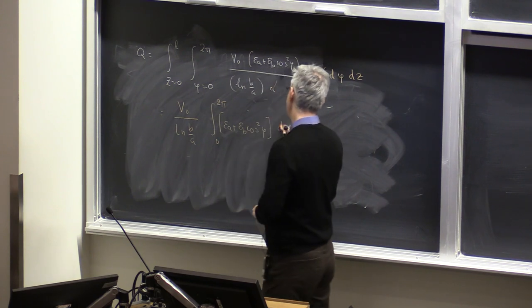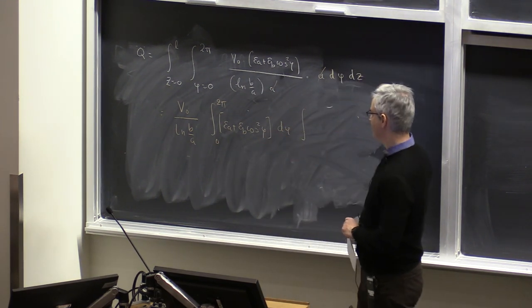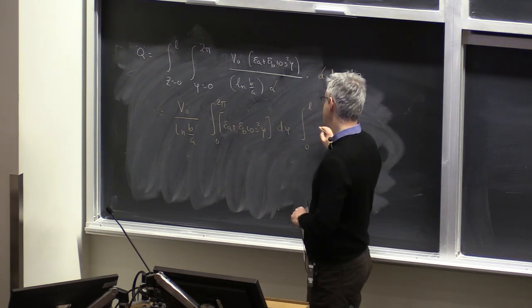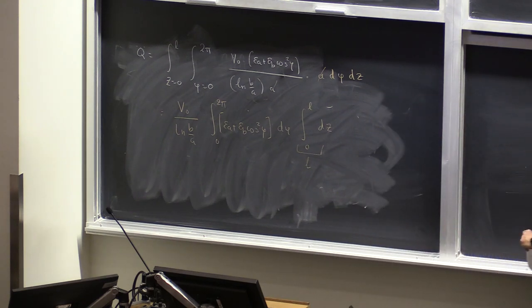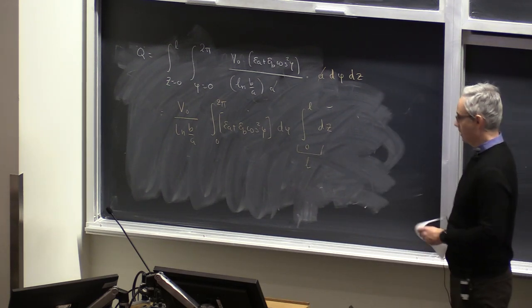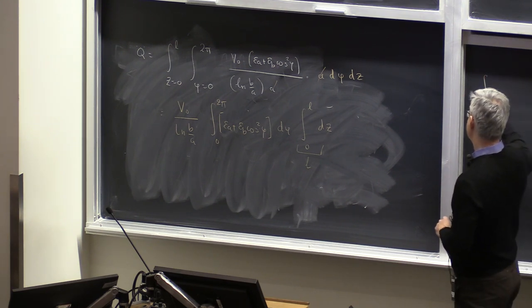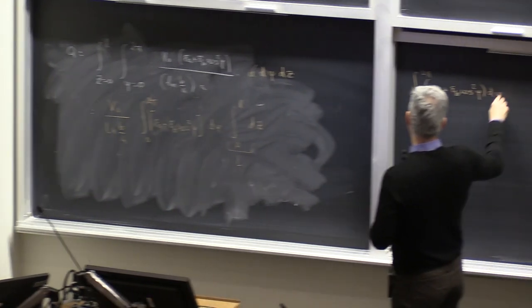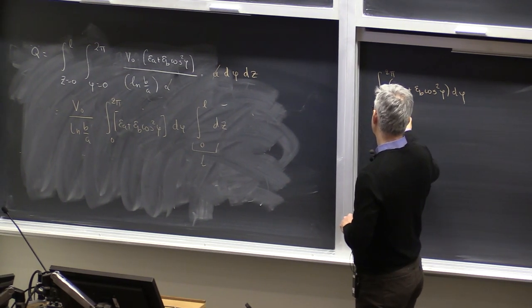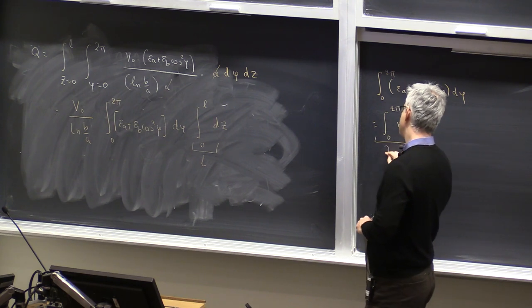Square phi, d phi, and then another, so this is a little bit more complicated integral. This is from 0 to L, dz is very simple, will give me just L. So I do this separately, this 0 to 2 pi epsilon alpha plus epsilon b cosine squared phi d phi, that has two parts. This gives me 2 pi epsilon alpha.